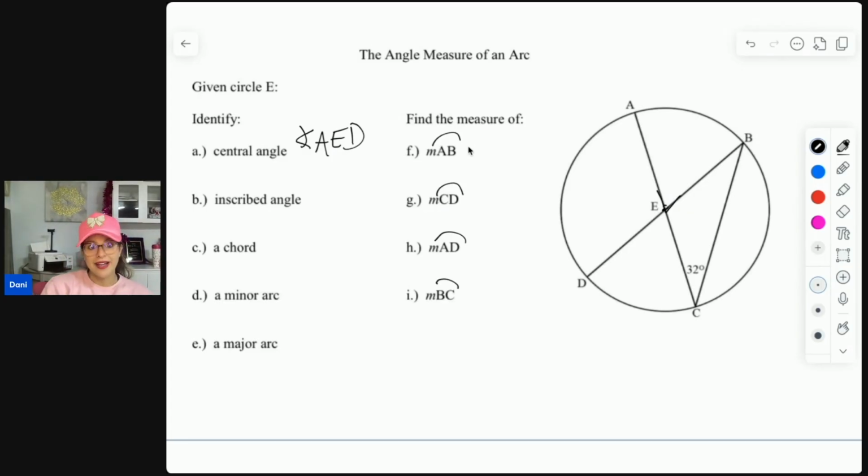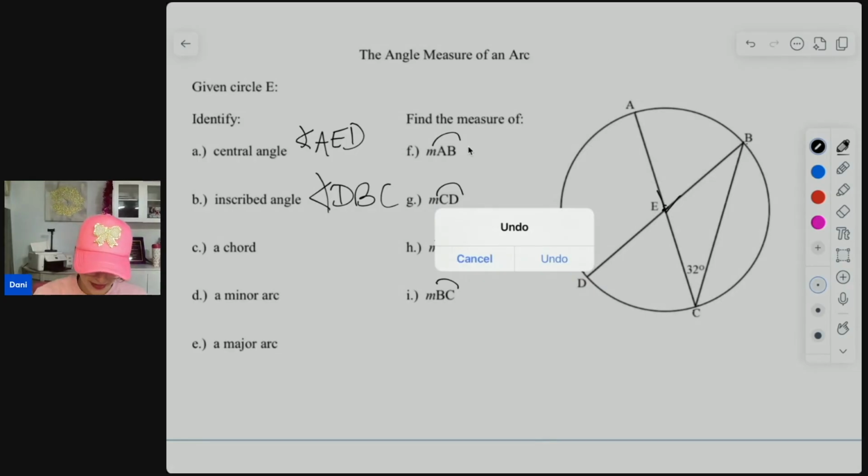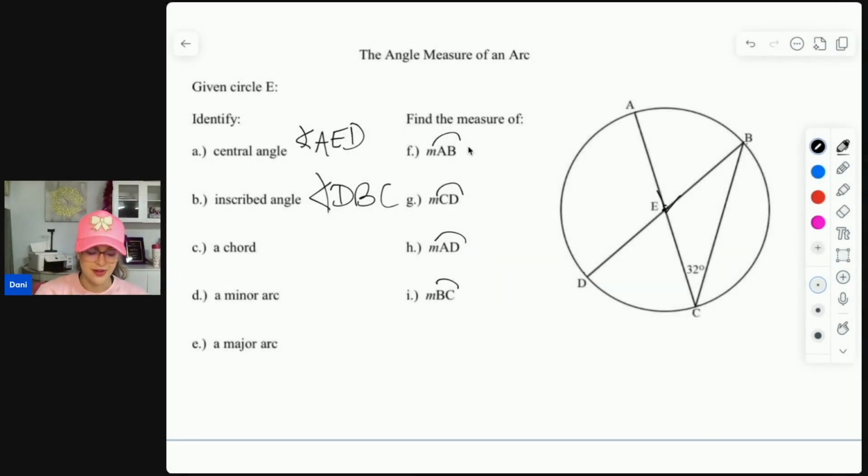An inscribed angle means it's an angle where it's touching the circumference, the outer part of the circle. So, for example, DBC is one, and also ACB is an inscribed angle. So this one only has 2 inscribed angles.